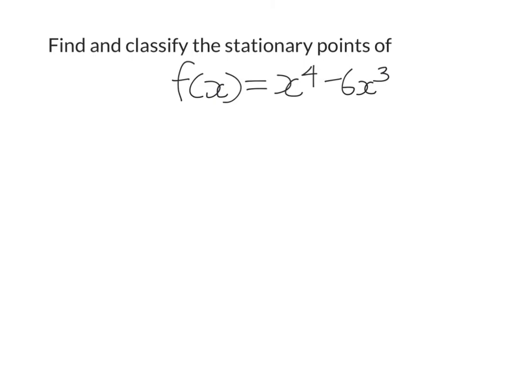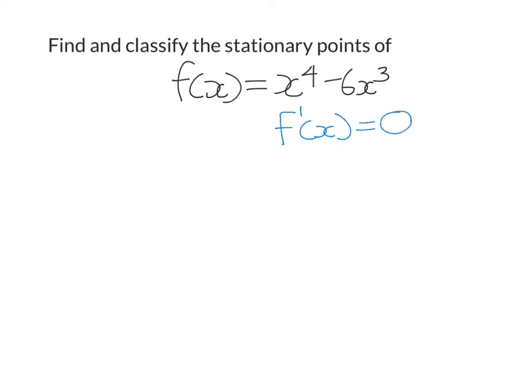Find means you have to give the coordinates of the stationary point, and classify, we have to determine whether it's a maximum, minimum, or inflection point. A lot of people forget to do this second part, but I know you won't do that because you're a superstar. So the stationary points, the definition hasn't changed since last year. The stationary points always occur when the first derivative is equal to 0.